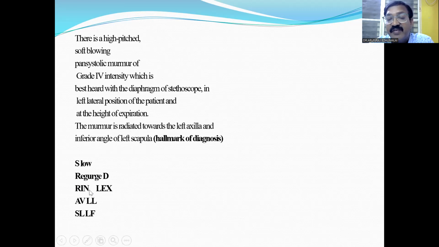Right-sided murmurs are better heard with inspiration. Left-sided murmurs, with expiration. You just remember the mnemonic: right, inspiration; left, expiration. So the mitral valve is a left atrioventricular valve, a left-sided valve. So what will happen? It's left, so it will be better heard with expiration. Okay. These are the clues.